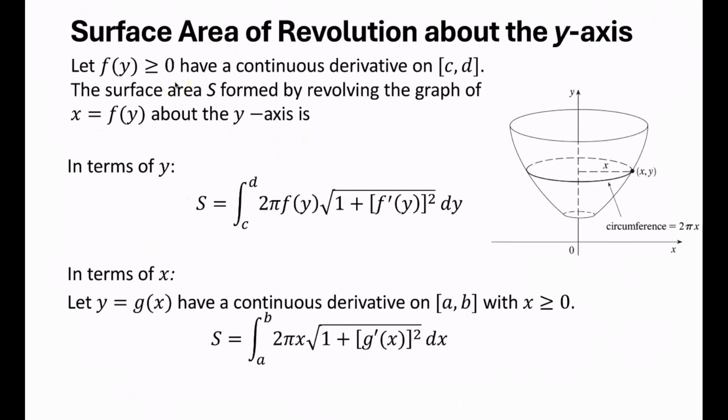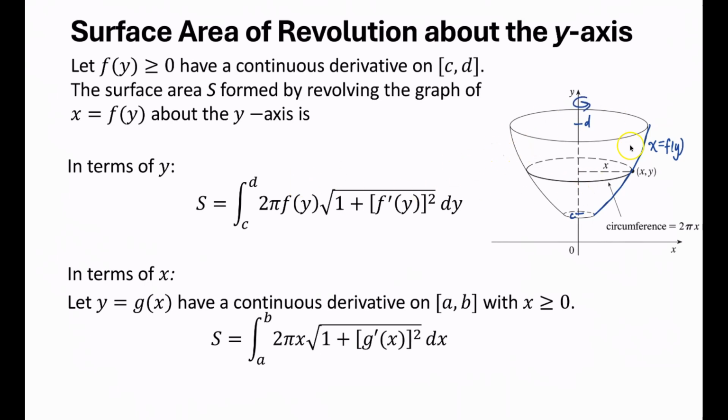Now we can take a curve and rotate it around the y-axis and also get a surface area of revolution, and we get analogous formulas. So let f of y be greater than or equal to 0 and have a continuous derivative, this time on c to d. So in our image right here, we're saying that we have this x equals f of y curve, and we're looking at that from c to d. And we're rotating around the y-axis this time.